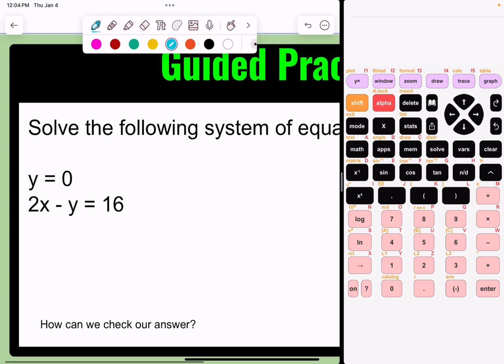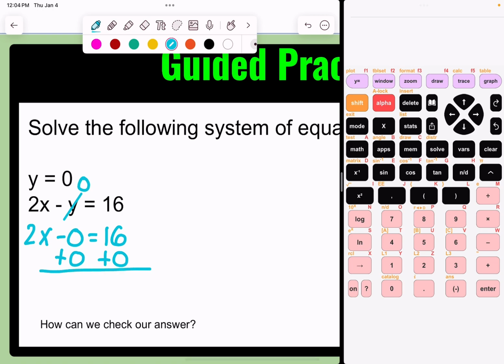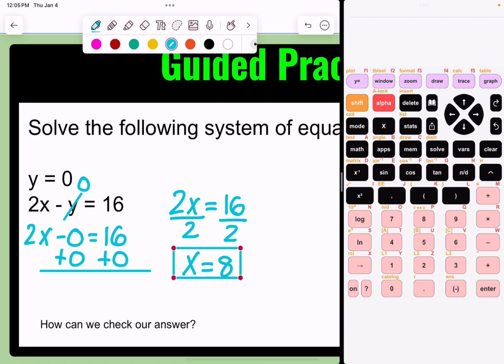y equals 0, and we also have the equation 2x minus y equals 16. So we're going to replace our y with 0. So we'll have 2x minus 0 equals 16. You could just cross off the 0 or think of it like you're adding the 0. That would leave you with 2x equals 16. Divide both sides by 2. We get x equals 8. So we just found that x equals 8, and we were already told that y equals 0, which means that our answer is (8, 0), because we're always going to put the x first, and then we're going to put the y.